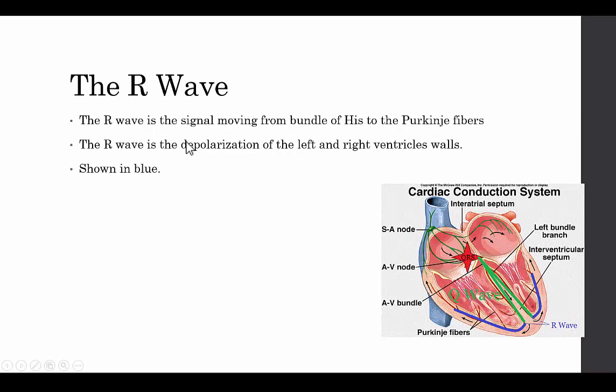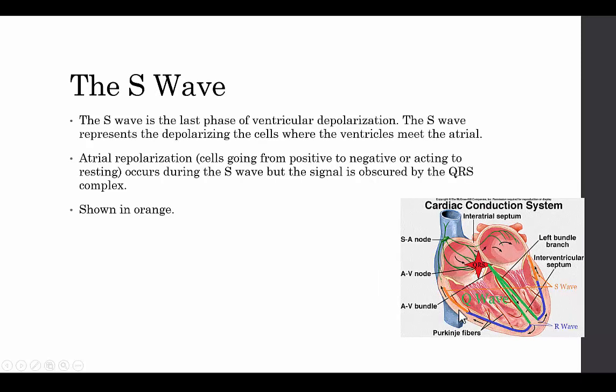The R wave is the signal moving from the bundle of His, so it's a continuation of the Q wave, and to the apex of the heart. So now we really start to see the R wave down here at the apex of the heart in blue, and come back up the ventricle walls into the Purkinje fibers. So this is the R wave, shown in blue right here.